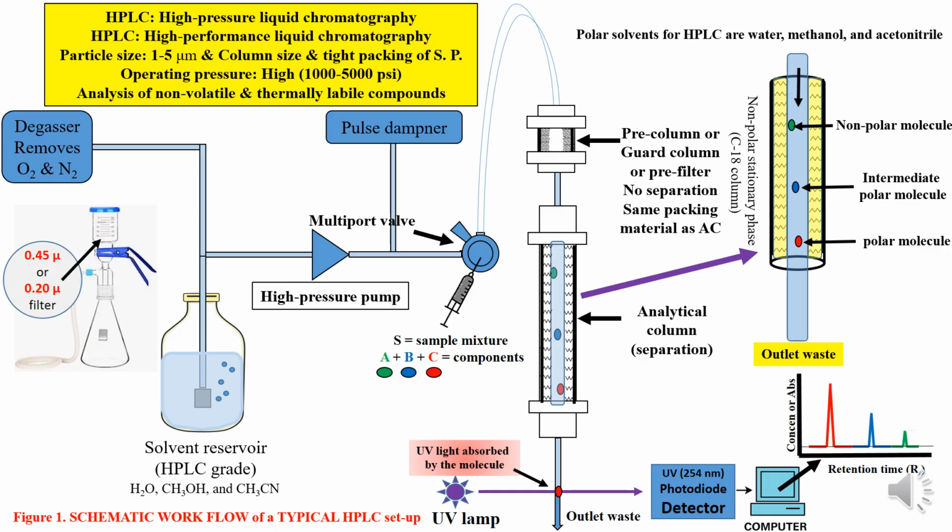All these three factors offer a greater resistance to the flow of the mobile phase. And hence the operating pressure of the HPLC is usually high. It is generally around 1000 to 5000 psi.